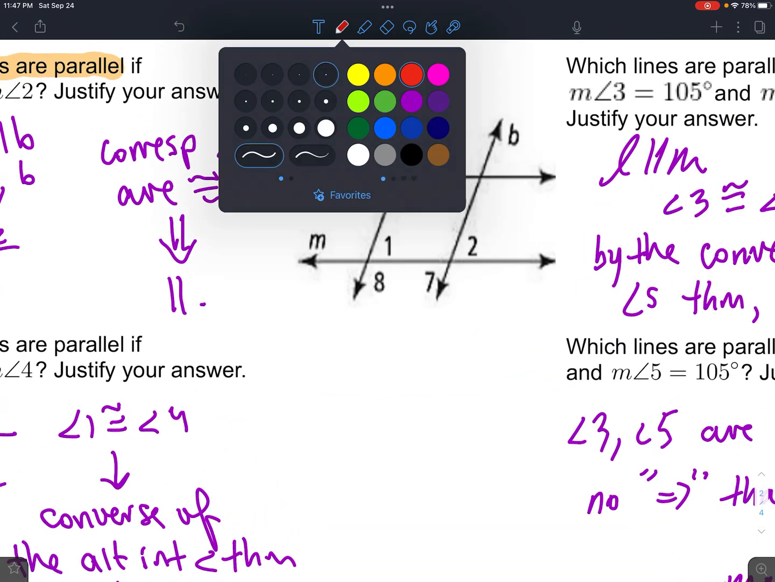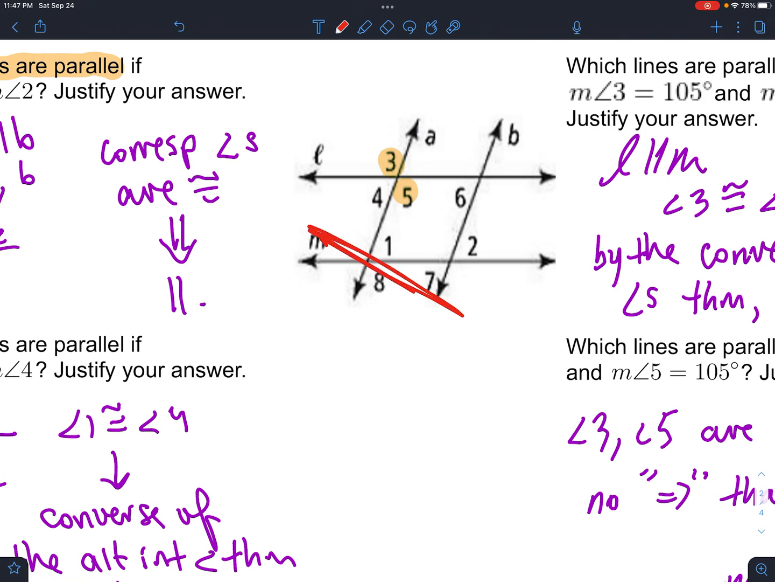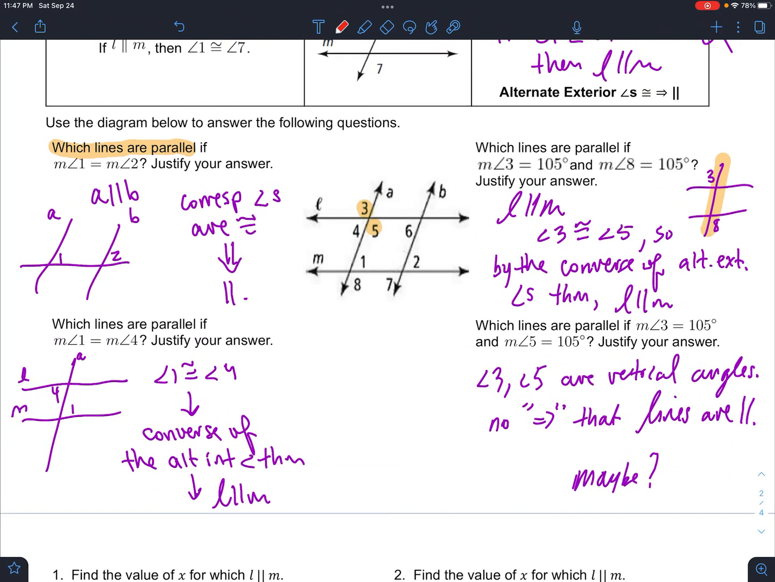Plus, if you know those 2 measurements, that means that these lines are free to go wherever they want, so it would be hard to prove that one is parallel to the other. Because 3 and 5 are only in part of the picture, and you could move M freely because it's not connected to any of those angles. So that's another reason why there's just not enough. We don't know as many angles as we need to.